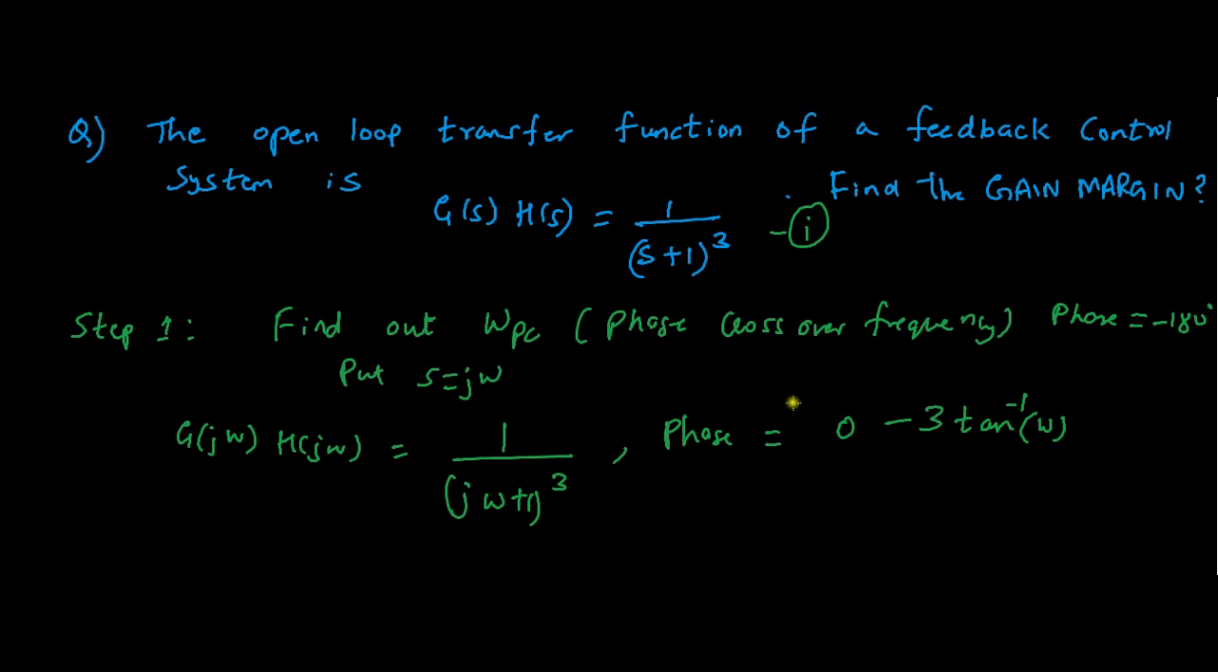So this omega will become omega pc if this phase is equal to minus 180 degrees. We are interested in finding the value of omega when the phase is minus 180. So we can write minus 3 tan inverse of omega pc is equal to minus 180 degrees. This is simple. This will become 60 degrees.